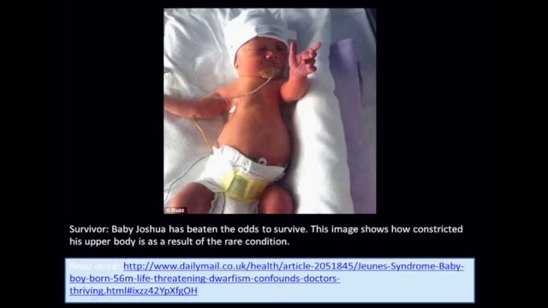This again is from the Daily Mail in the UK, and this is one of the cases of a short rib polydactyly syndrome infant that did not die, but this baby is facing a lot of surgeries in his lifetime to try and widen his thoracic cavity so that he can oxygenate appropriately.